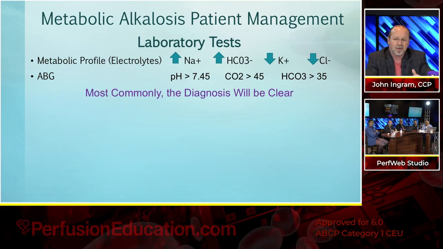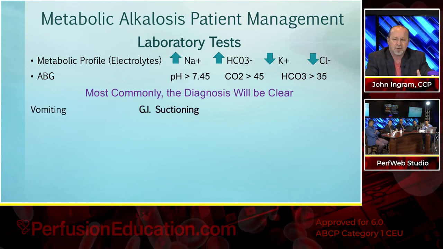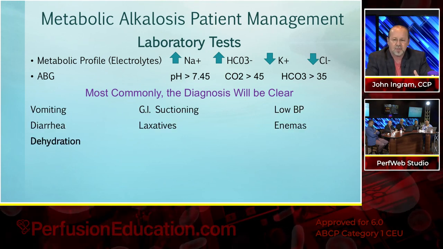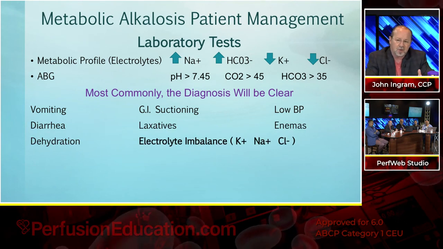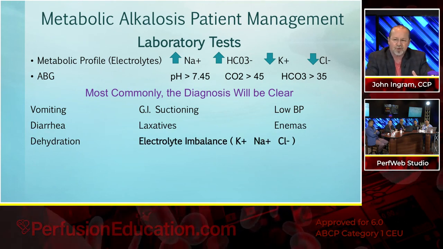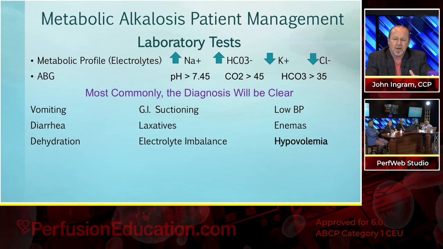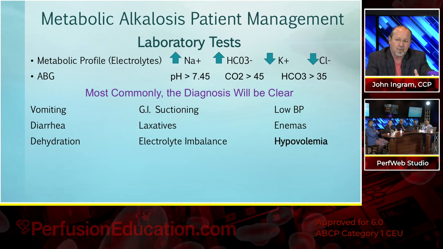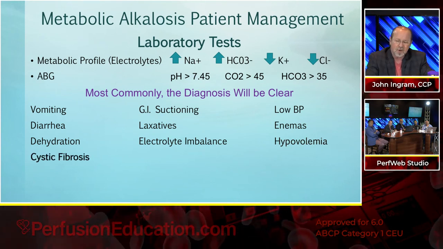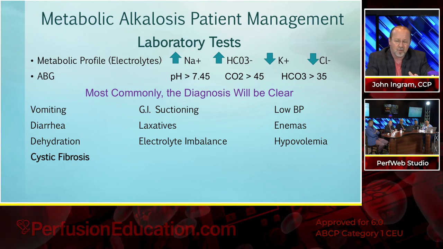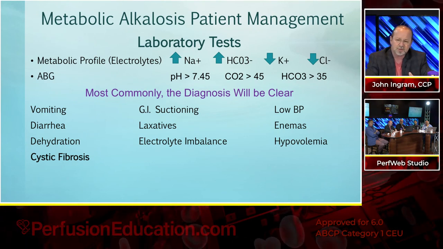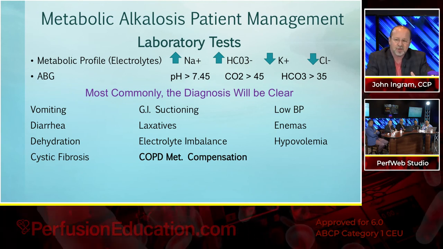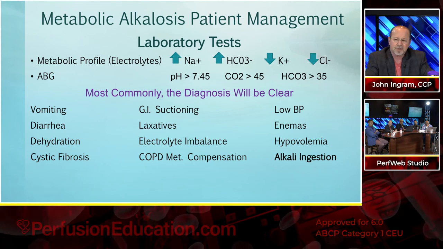Most commonly by now, the diagnosis will be clear. Vomiting, GI suctioning, excess, low blood pressure, diarrhea, laxatives, enemas, dehydration, electrolyte imbalance, the person's poor nutrition, or just hypovolemic. I would say 9 out of 10 people that come into the ER that are alkalotic are pretty much going to get diagnosed right there. Cystic fibrosis patients we talked about earlier, their sweat glands are dysregulated, their GI is dysregulated. And then the one we see a lot with COPD patients where there's a metabolic compensation, and then alkali ingestion.